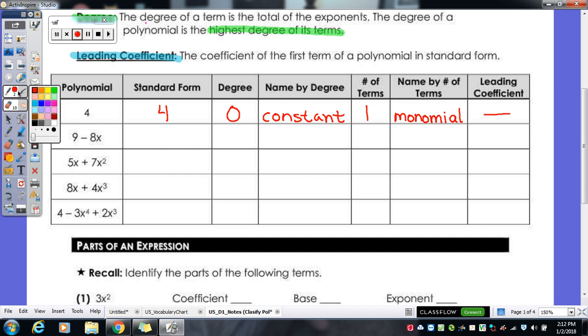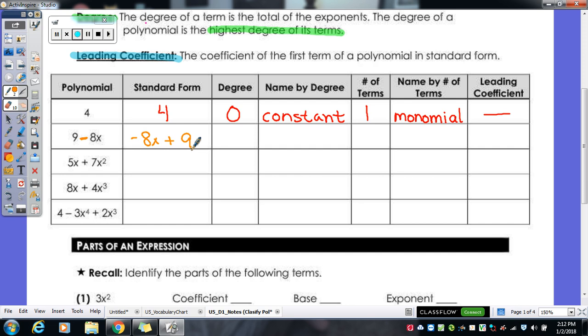Our next one, we have 9 minus 8x. My x has to go first, so it would become negative 8x. That minus sign stays with my 8. And then it would be plus 9. Now it's in standard form. Letters always have to come before any numbers. So letters always before your constants.